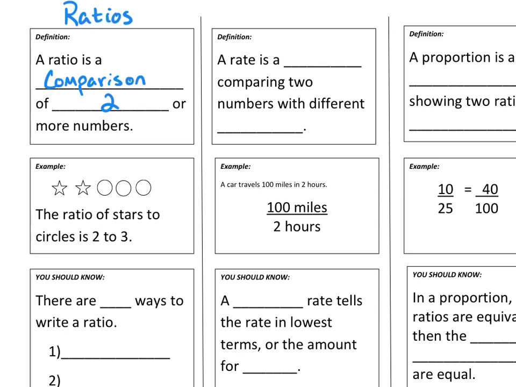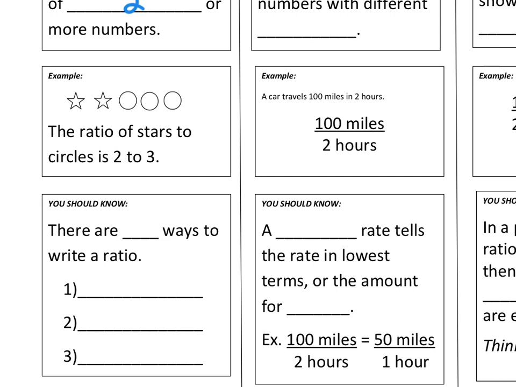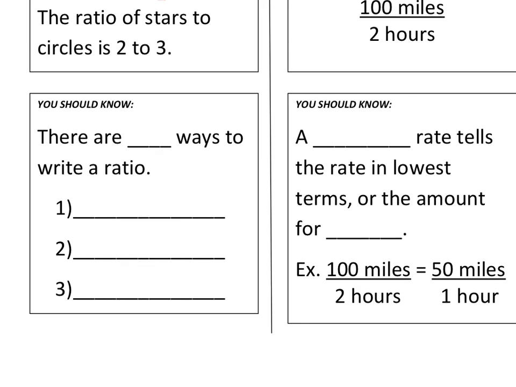Now, the next thing I have for you is an example right here. An example would be the ratio of stars to circles is 2 to 3. Notice what they talk about: you're comparing two different things. For every 2 stars, there are 3 circles, because if you look at this, you've got 2 stars, but then you have 3 circles.